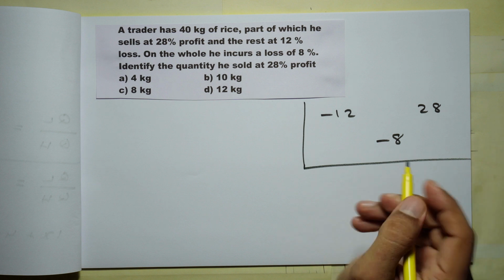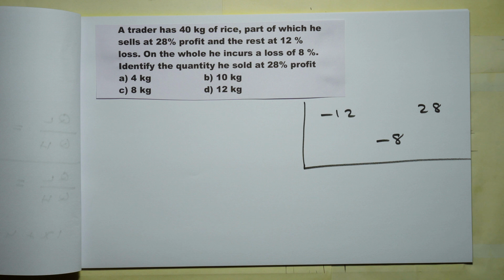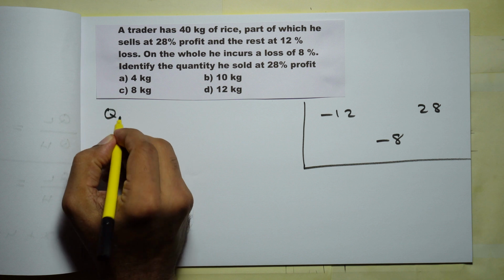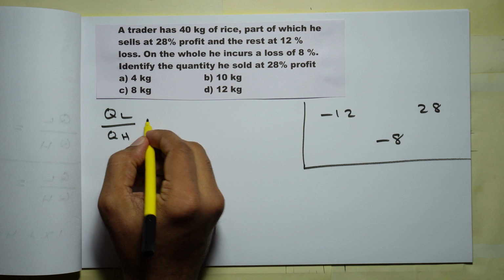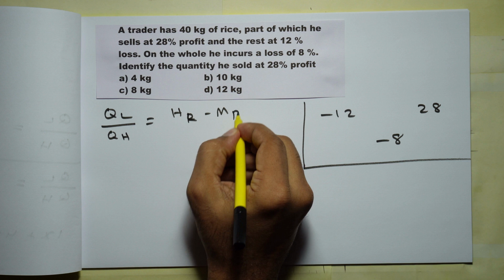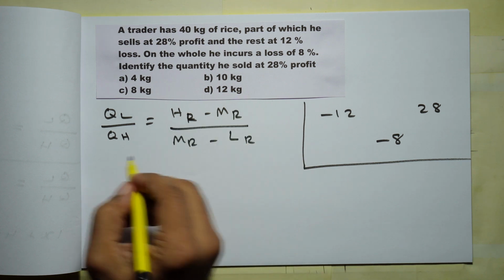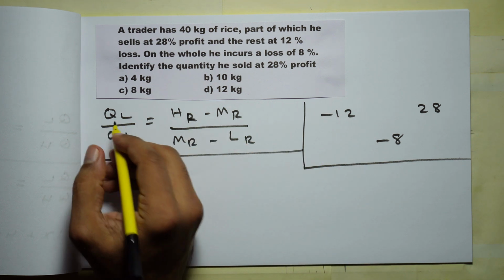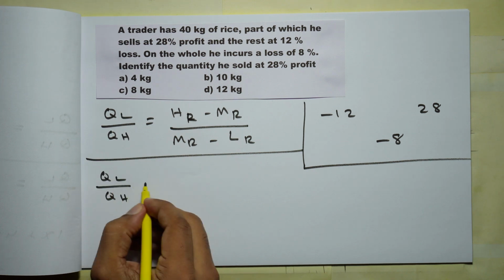Now such questions can be worked out using the mixtures and alligations formula. So from the formula you will get the ratio in which they have been sold. So the formula is like this: quantity from which you are getting lower returns to quantity from which you are getting higher returns. This ratio is given as higher returns minus mean returns divided by mean returns minus lower returns. So just substitute into the formula and you will get the ratio in which they have been sold.